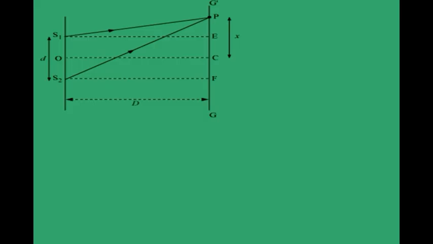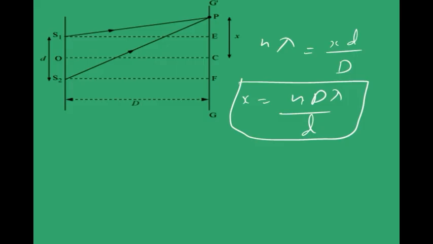If my path difference is equal to n times wavelength, we see that there is constructive interference. So if n lambda is equal to x small d by capital D, my x will be n capital D lambda by small d. So for all those points which are at a distance n lambda capital D by small d from the center, there you will get a bright fringe.